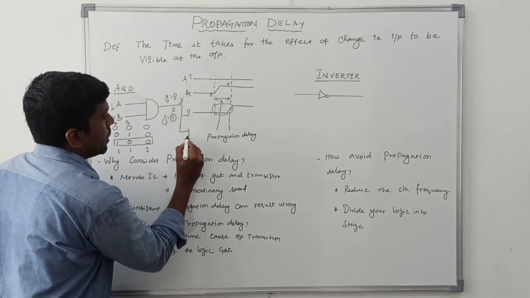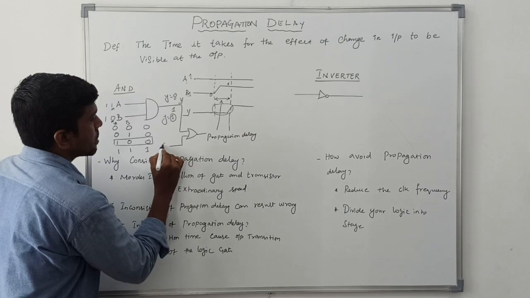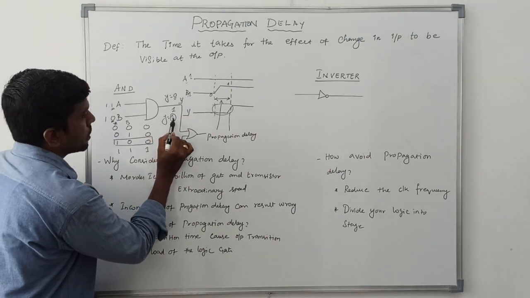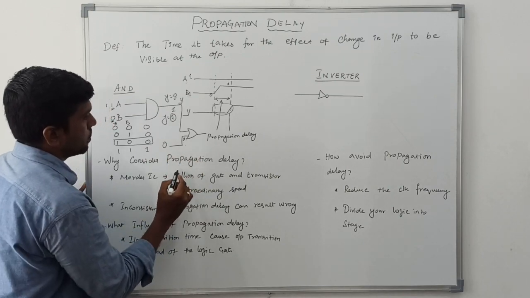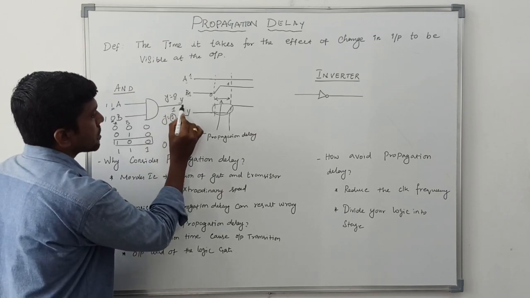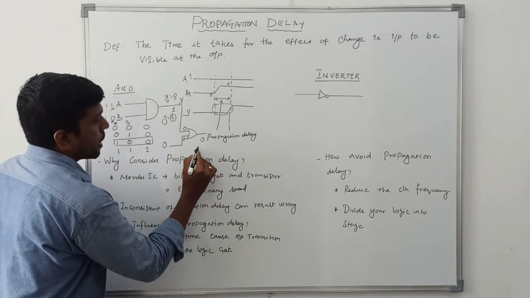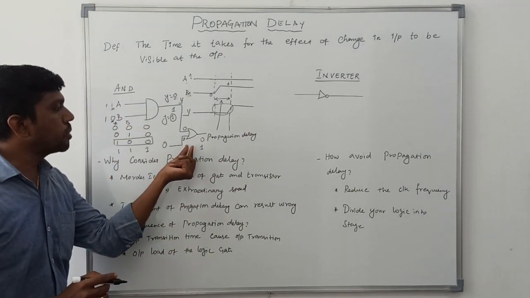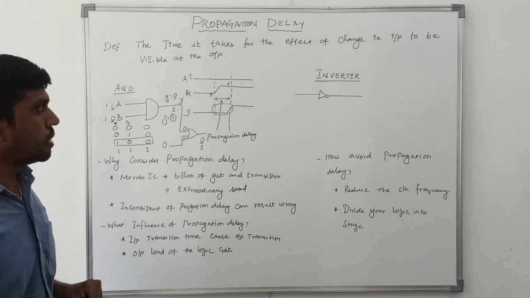So this Y is connected to an input of an OR gate, and the other input of the OR gate is 0. Here A value 1, B value 1, the output of the AND gate is 1, so this 1 is transferred to the OR gate input. The other input of the OR gate is 0. Due to the increased propagation delay, instead of 1, 0 is transferred to the input of the OR gate. So 0 plus 0, the output is 0. Actually the expected output is 1. So because of the propagation delay, the circuit may produce the wrong output. This is the effect of propagation delay.